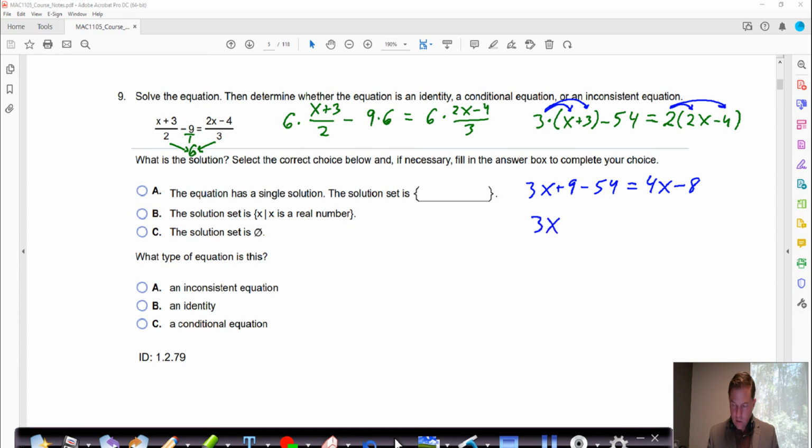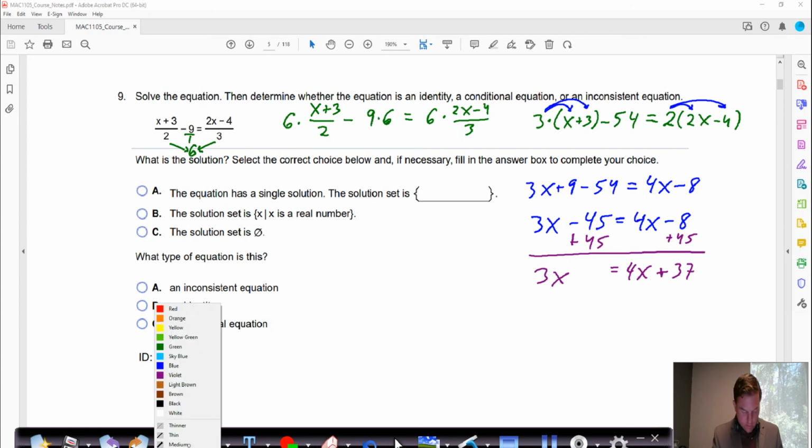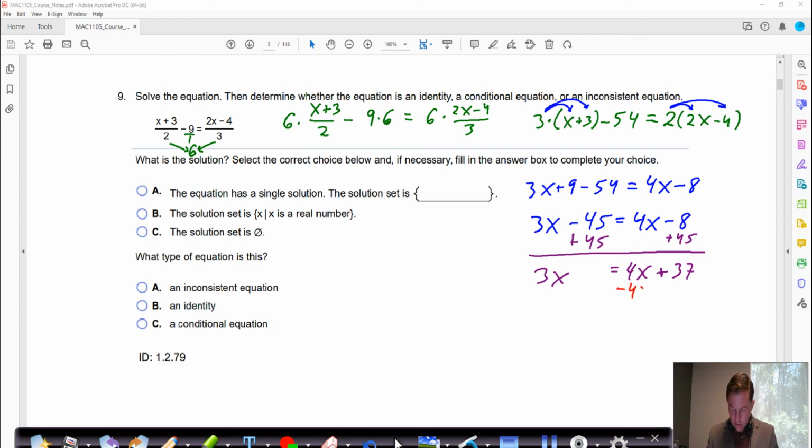And 9 take away 54 is minus 45. And let's add 45 to both sides. So we get 3x equals 4x plus 37. Since this minus 8 is going to actually pull that 45 lower. And then let's subtract 4x from both sides. More than one way to do it. You don't have to do it in this order, but this will get us there.